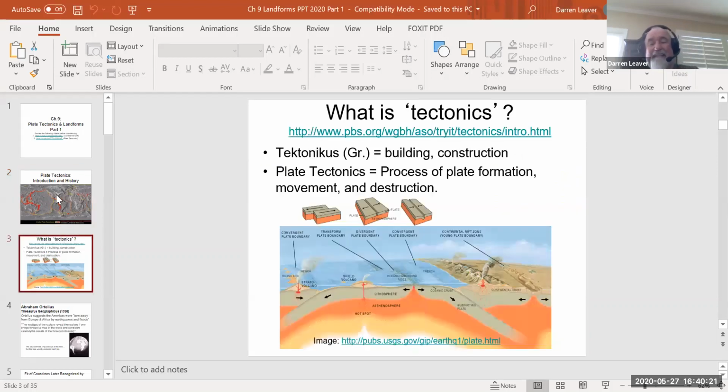So first of all, what is a plate again? Those plates are the crust and the uppermost mantle riding on the asthenosphere, the gooey layer. And tectonics means basically the building or construction of these plates. So these plates get built, they get created in certain areas, they move from one place to another, and they get destroyed in other areas too. In this case, we see a divergent boundary and a convergent boundary. So plates are created at divergent boundaries and are destroyed at convergent boundaries. More about that to come.